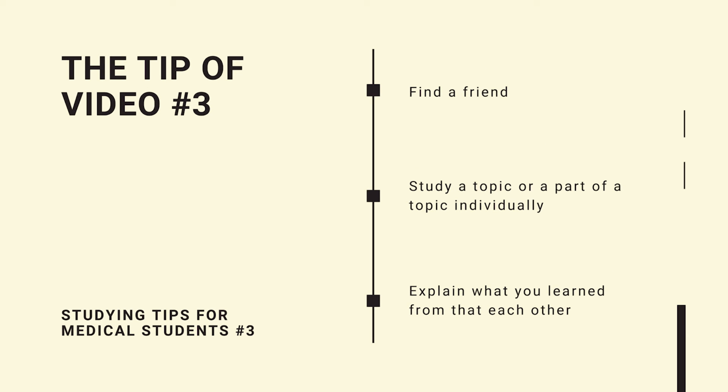Here is the studying tip for you. Find a friend, study a topic or a part of a topic individually, and then explain what you learned to each other. It's so simple. Even if you could not find a friend to explain to, you could explain it at least to yourself on your own. But don't forget that dyadic explanation that includes a friend of yours is better than self-explanation.